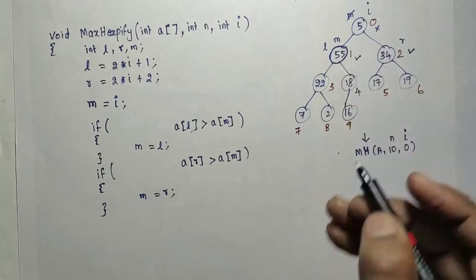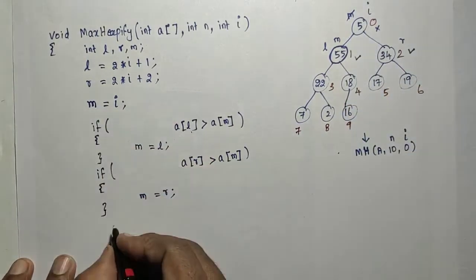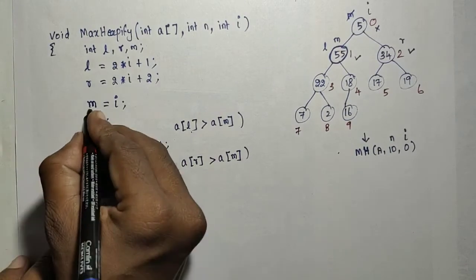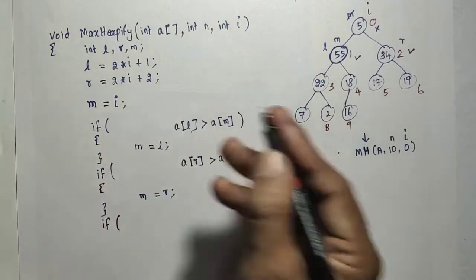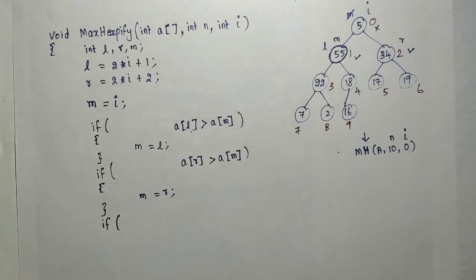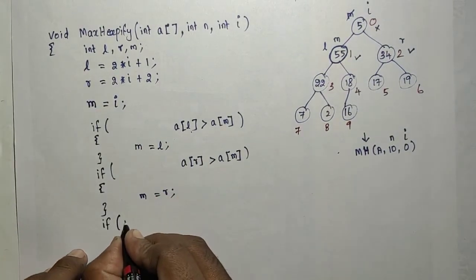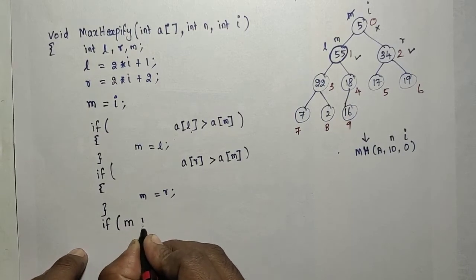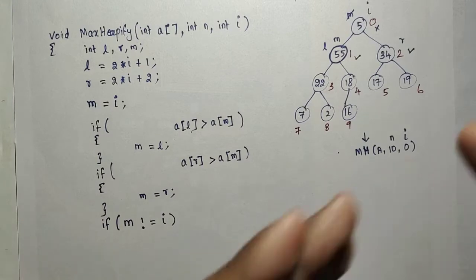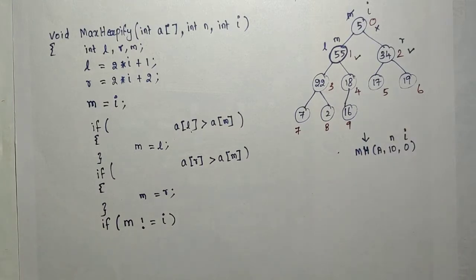So after determining the M value, if M keeps pointing to that I, no need to do anything. Or if M is pointing to either left or right, it means M is not equivalent to I itself. If M keeps pointing to I, no need to do anything, it is already a max heap.